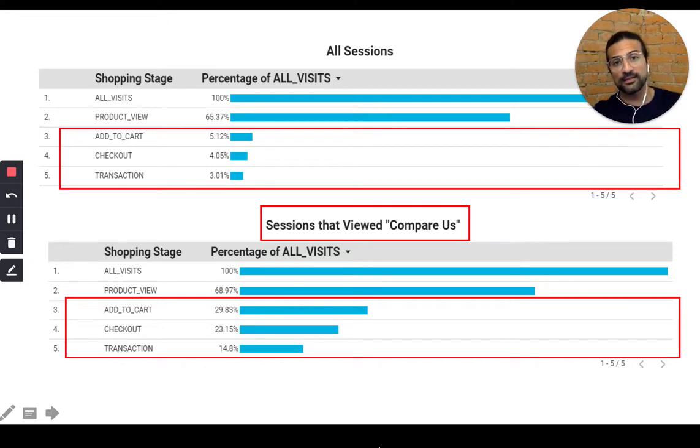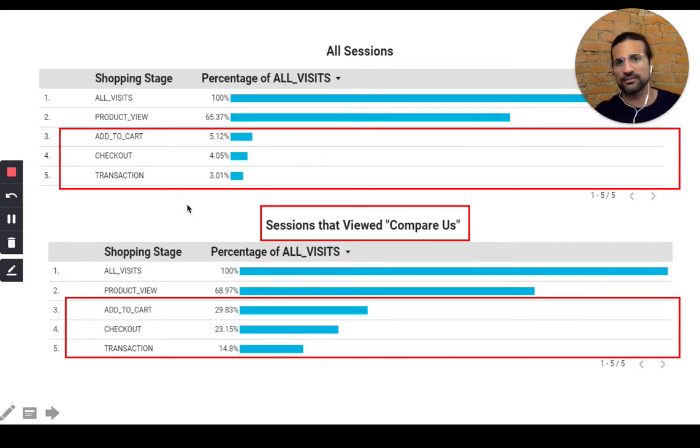So here we have a graph, two graphs actually. One of them is all sessions. They're both the same website. So one of them is all sessions of the website. So you can see all visitors, number of visitors who visited the product page, add to cart, checkout, transactions, and so on.